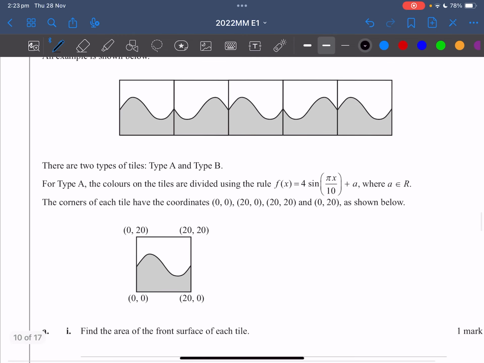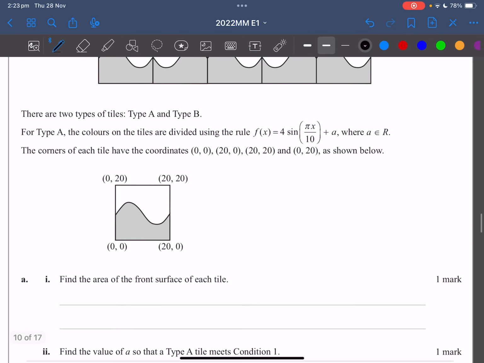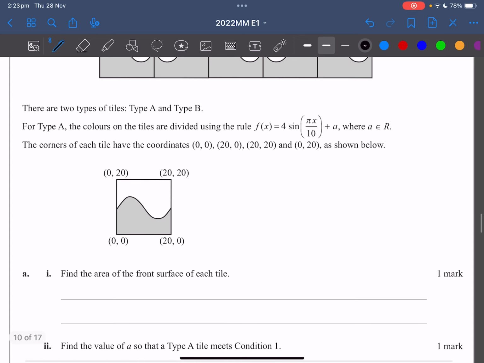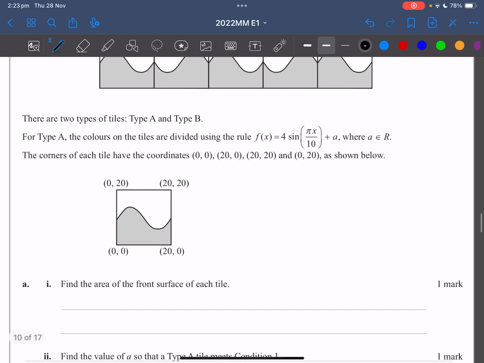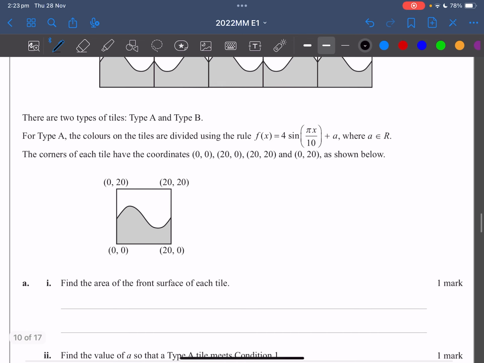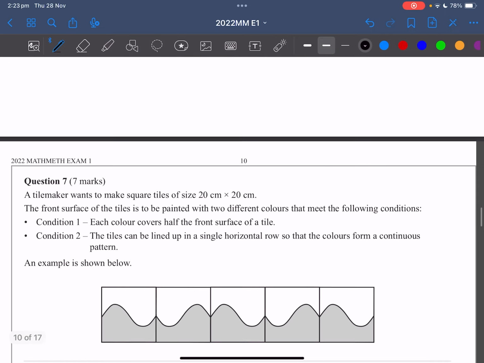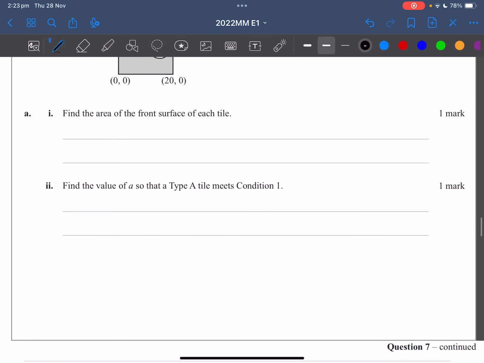Okay. So there are two types of tiles, type A and type B. For type A, the colors on the tiles are divided using this rule, and the corners of each tile have these coordinates, as shown below. Find the area of the front surface of the tile. Well, the area is just going to be 20 times 20, which is equal to 400 centimeters squared.